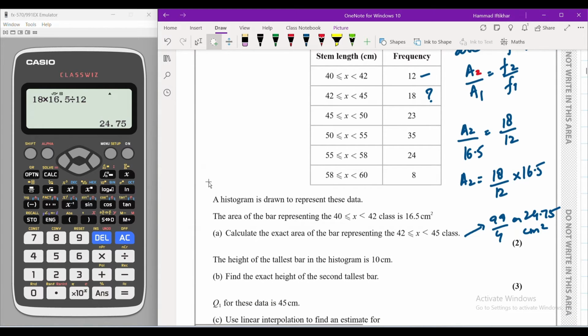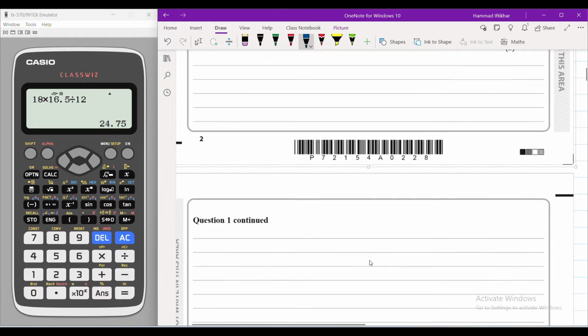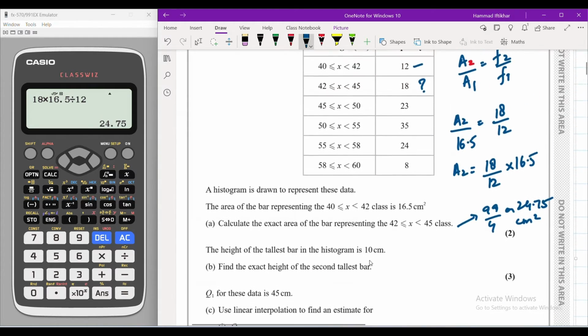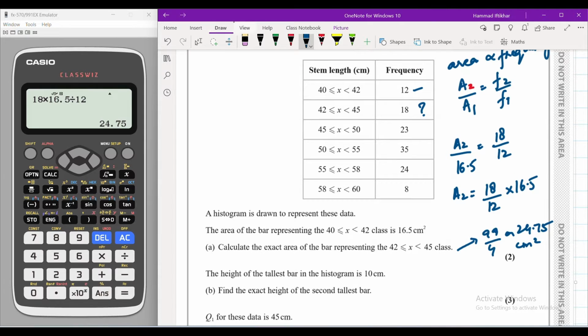The height of the tallest bar in the histogram is 10 centimeters. The height represents the frequency density, not directly the frequency, because the class width could also be changing. So height represents the frequency density in a histogram. First off we need to figure out which has the highest frequency density.